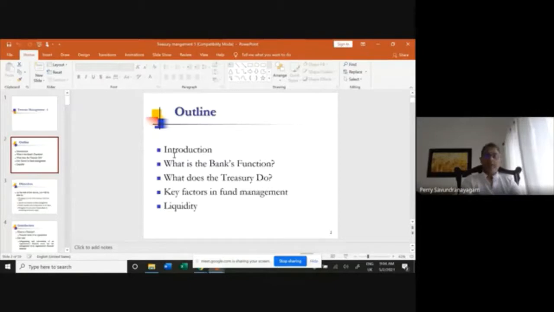So when you're looking at liquidity, very briefly, tell me what are the aspects of it that you look at. What would you consider when you're lending money and when you're considering maintaining the bank's liquidity? What would you look at?